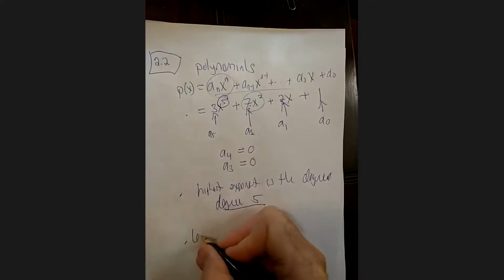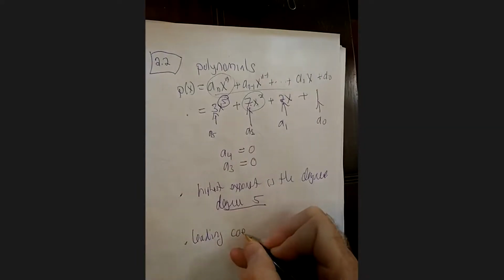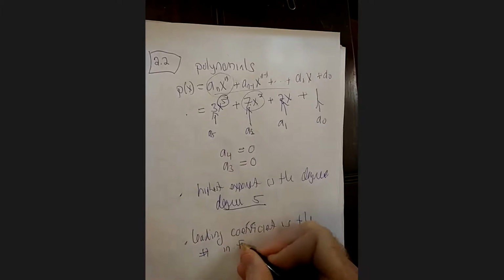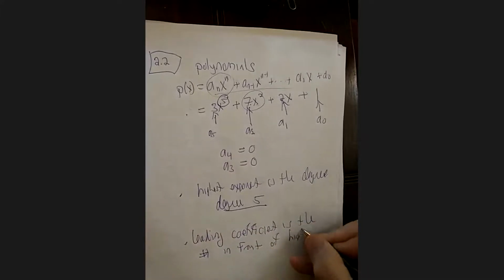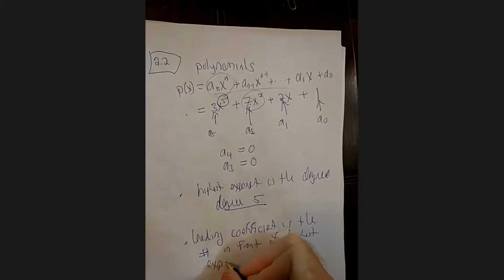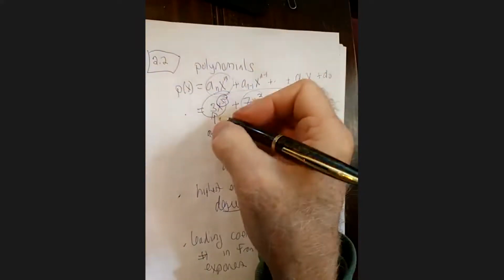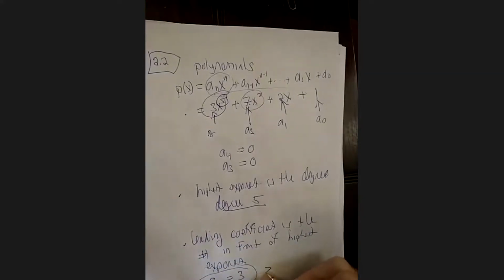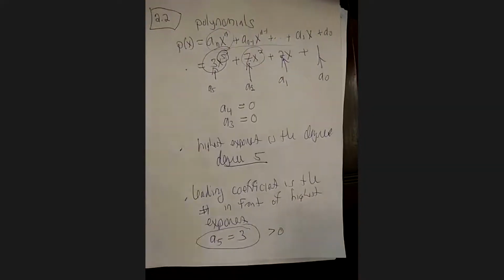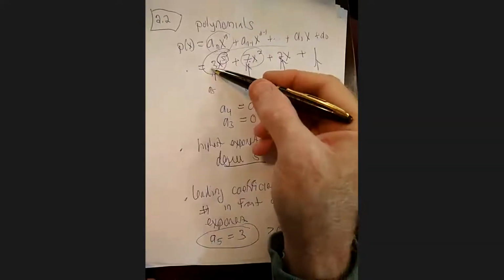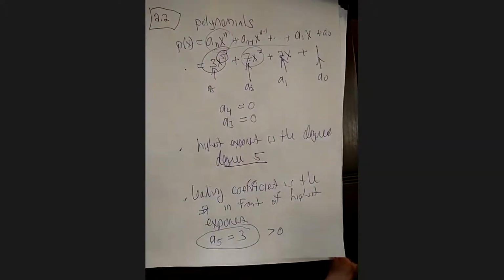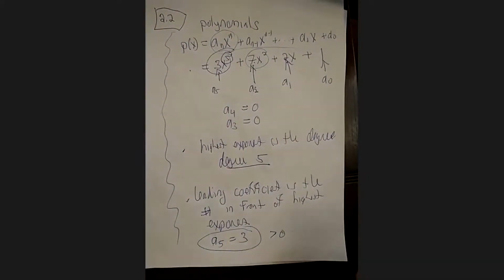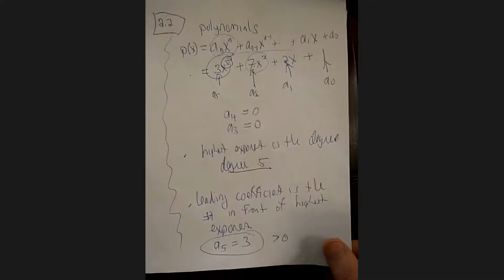And the leading coefficient is the number in front of the highest exponent. So if I look here, the leading coefficient would be A5, which is equal to 3. We'll see later that it's going to be important. Sorry, you can't see that. You'll see later that the leading coefficient, which is this 3, is positive, and that's going to matter. Okay. So the general topic is polynomials. Then I'm going to relate it to what we've been covering in a second. But before I go to a new page, I just want to see if there's any questions.